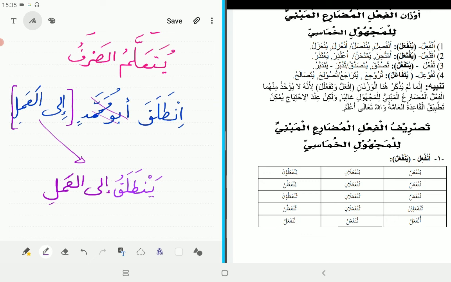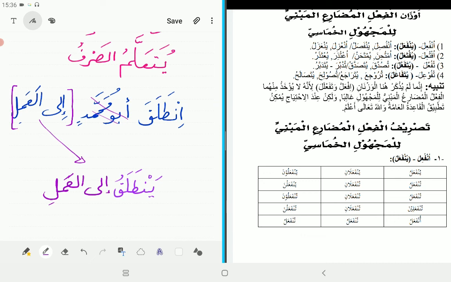Number one, unfu'ila, yunfa'alu, unfusila, yunfasalu, un'uzila, yun'azalu. And some of them may not make sense when you put them into conjugation, but it's used for the purpose of practice. So infasala is for something to become detached. In'azala is to be aloof and distant.